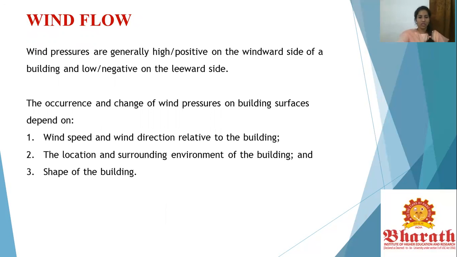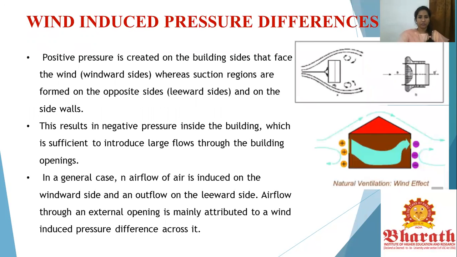So let's see how these subcategories go about. This is wind-induced pressure differences. Positive pressure is created on the building sides that face the wind. Let's keep in mind these terms: the side that faces the wind is your windward side, and the side on the opposite side of your wind direction is your leeward side. This results in a negative pressure inside the building, which is sufficient to introduce large flow through the building.